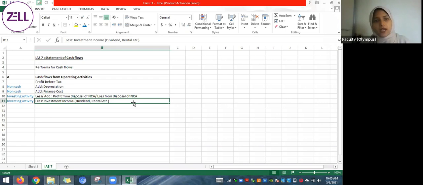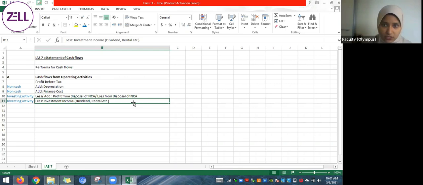Now there's one more line item that you probably wouldn't think of: government grant release. Because we have done government grants, we have a little idea. To assist us, the government gives us funds, and we can't just directly record them in our PL. We record them over the depreciation rate. If it is for a non-current asset, we record it as per the depreciation rate of the asset.